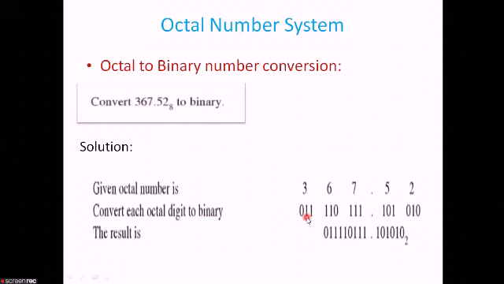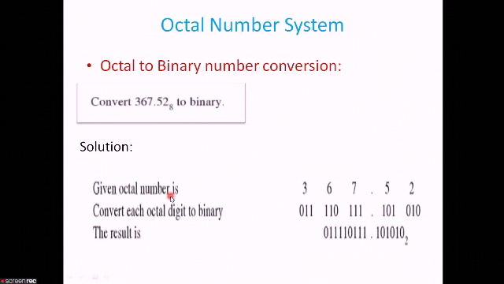Already we know that in the octal number system, there are 8 distinct independent symbols. What are the symbols? These are 0, 1, 2, 3, 4, 5, 6, and 7, that is from 0 to 7. So all of these are octal digits, and we have to convert each octal digit to its binary equivalent of 3 bits.